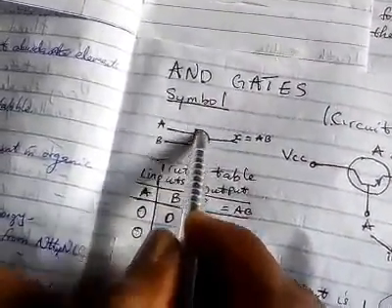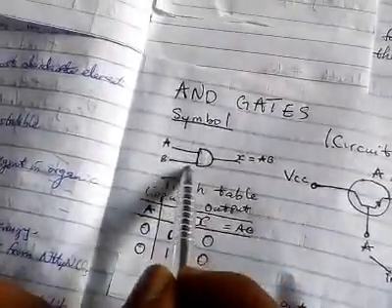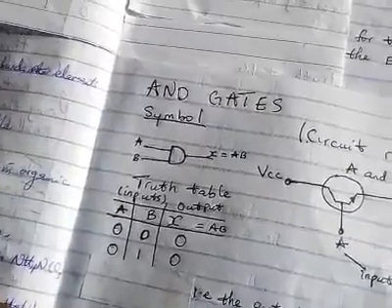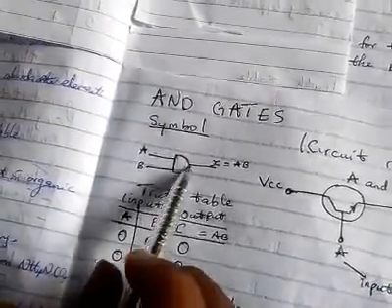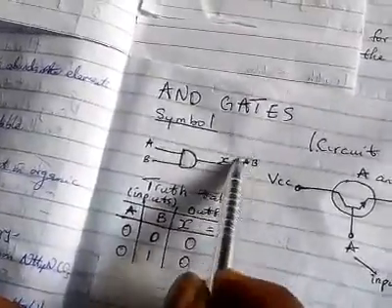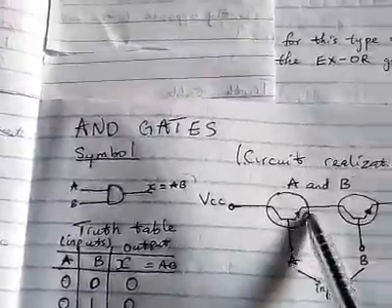a half circle, a semicircle, and then it has 2 inputs. Now an AND gate can have more than 2 inputs. It can have as many inputs, but the output will always be the product of the inputs. Now this is the circuit diagram.